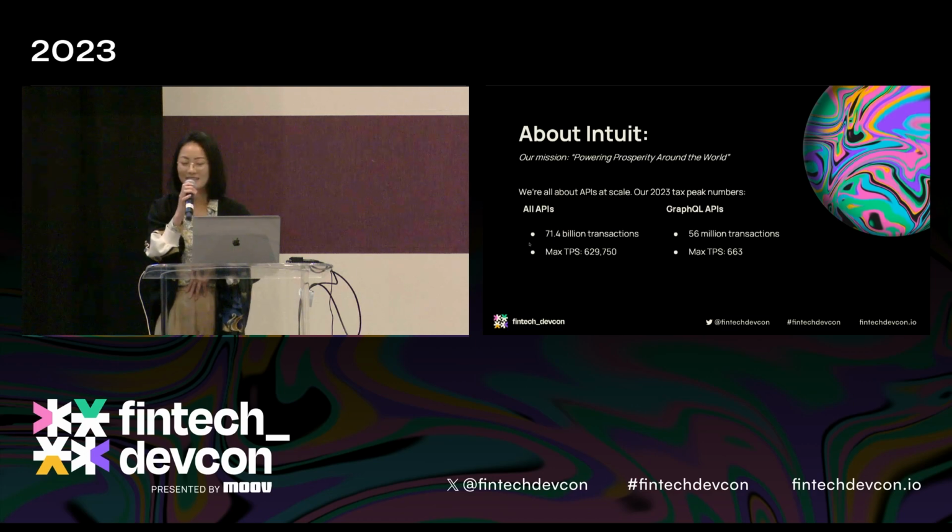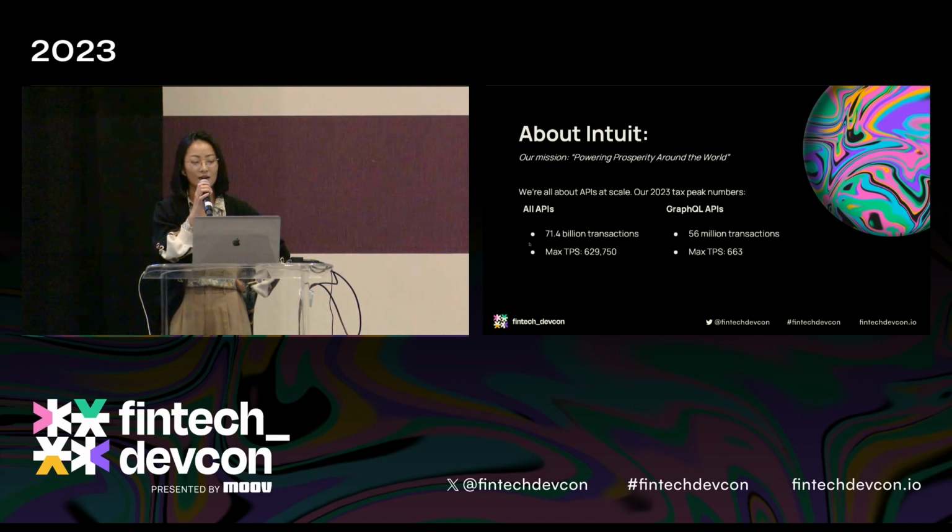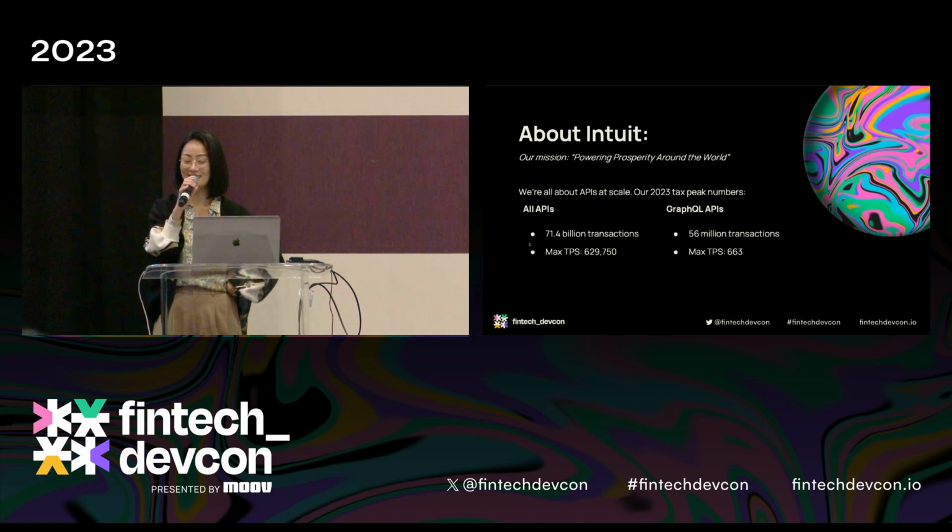So APIs at scale, 2023 tax peak, our most recent tax peak. Across all of our APIs through our API gateway this past tax peak, tax season, we had 71.4 billion transactions run through the API gateway overall, that's across everything, with a max transactions per second of 630,000, roughly.